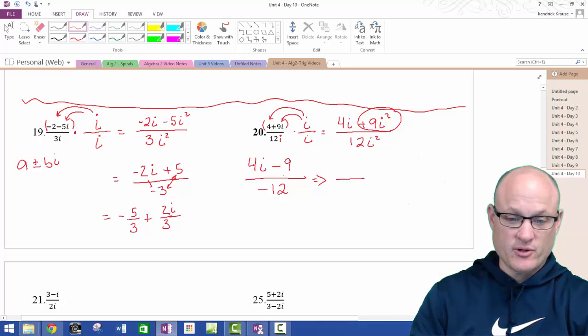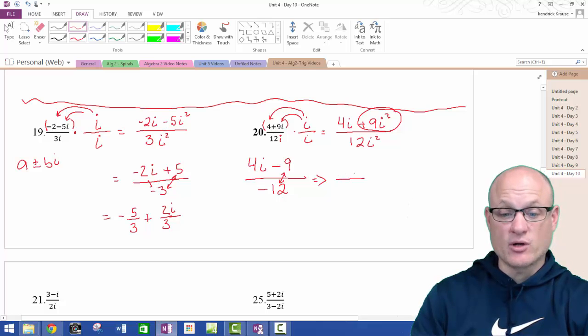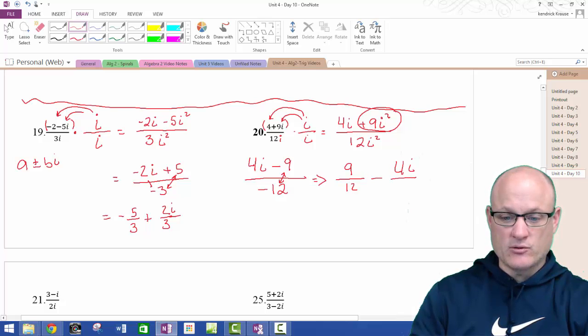All right, so we're going to rewrite this. We're going to put the real part first. Negative 9 over negative 12 is 9 twelfths. And then 4 over negative 12, so that's going to be minus 4i over 12. Now this really should give me a better answer. This is 3/4 minus i over 3. That's the best answer.